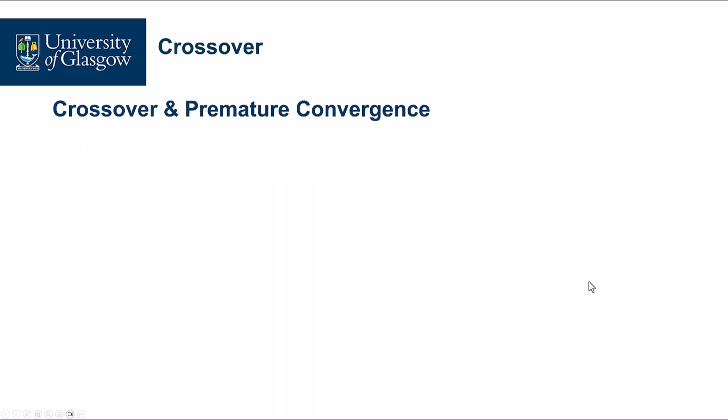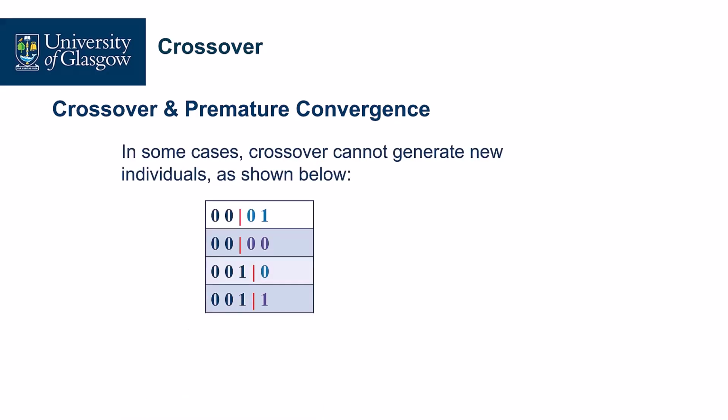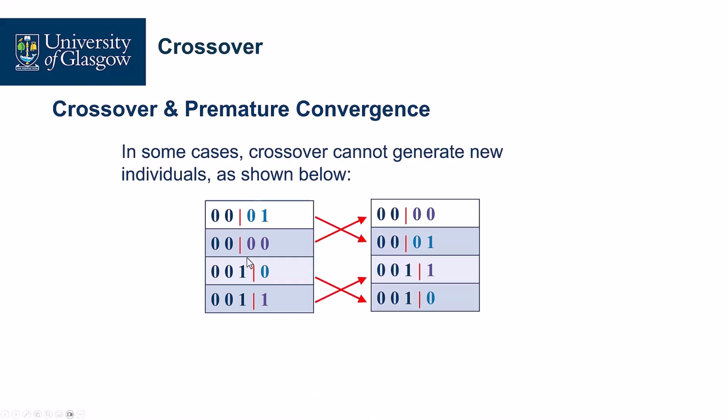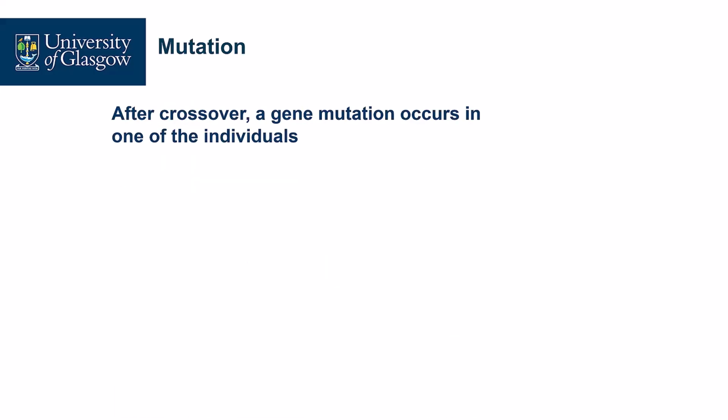However, in some cases, if we only use crossover, it may not be guaranteed to generate new individuals. Let's see this example. You can see that using this example, no matter how you cross, how you change, how you swap, you can't generate new solutions. If we cross here from the first 2, we swap them, they become the same thing. The latter 2, if we cut here, they become the same thing also. So in this case, only crossover doesn't work. So we have to introduce another operator, and that is mutation. After the crossover, a gene mutation occurs in one of the individuals, which happened in our examples.